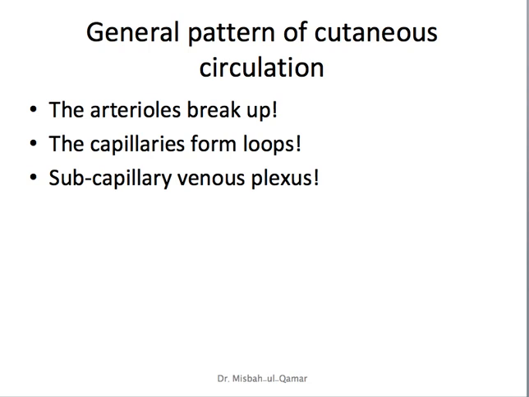And then there is a subcapillary venous plexus. Actually, what happens is that the venous ends of the capillaries join to form the collecting venules, right? Now the collecting venules join each other to form the subcapillary venous plexus. This venous plexus runs horizontally under the bases of the papillae, deeper to the capillary loops, and it is drained into still deeper veins. Now this subcapillary venous plexus has a unique feature: the walls of its vessels are thin, and therefore when they are distended, they can accommodate a large amount of blood.